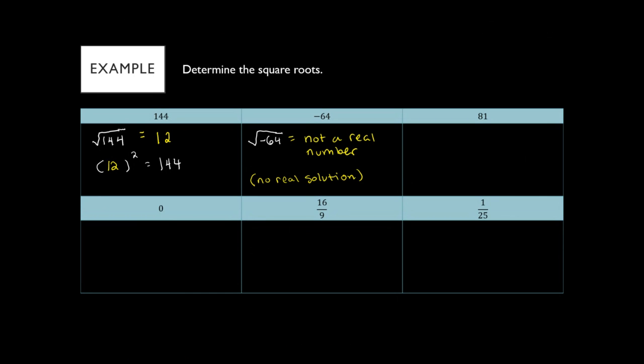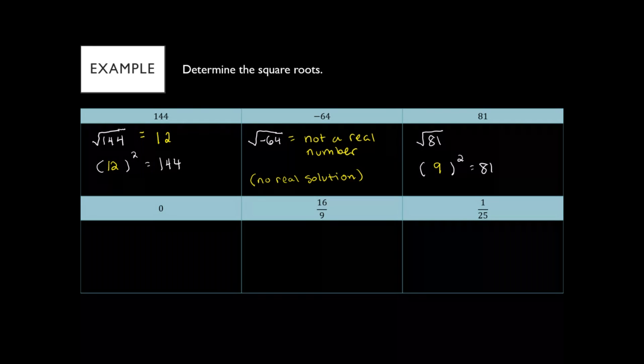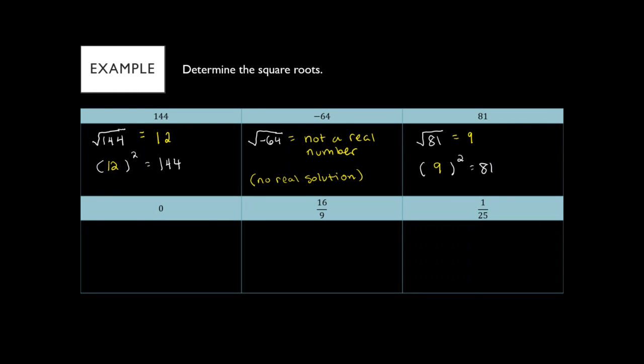Now we have 81. We want to find the square root of 81. So you're asking yourself, okay, what squared gives me 81? And so that's 9 squared. So if you know your multiplication tables, you can find these square roots pretty easily. And I encourage you to memorize the square roots up to 144, the main ones, like 1 squared, 2 squared, 3 squared. If you know those squares, then you will know the square roots. You're just undoing it.